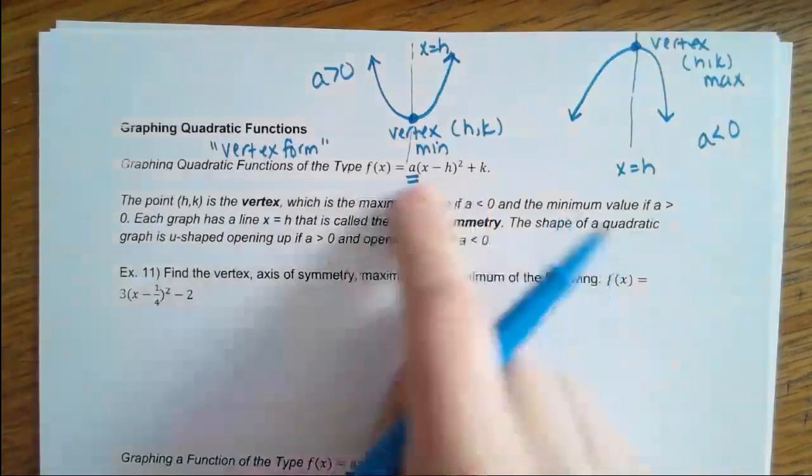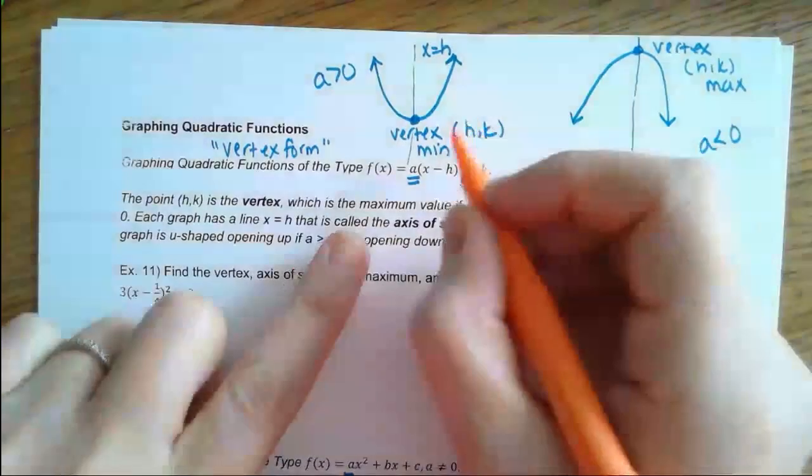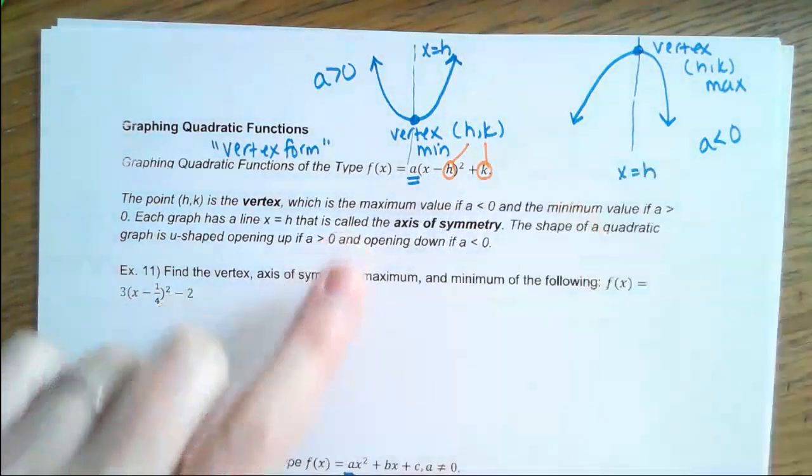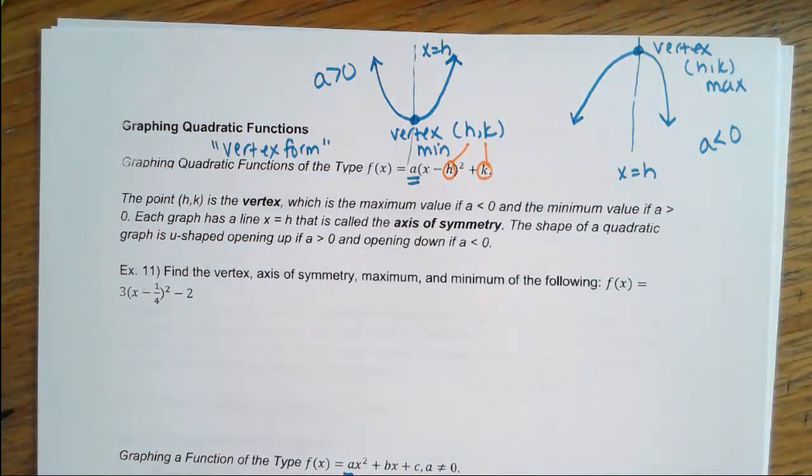The nice thing when you're in vertex form is you actually can pick out the vertex right away. So that's why they call it vertex form, because you don't have to find the vertex, it's already given to you. You can kind of just see it. It's kind of like the idea of slope, right? Sometimes we can just see the slope in an equation. And that's what this is here.